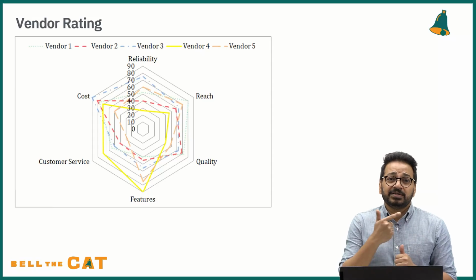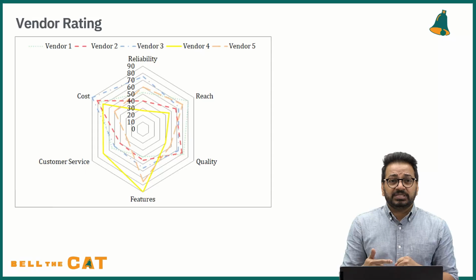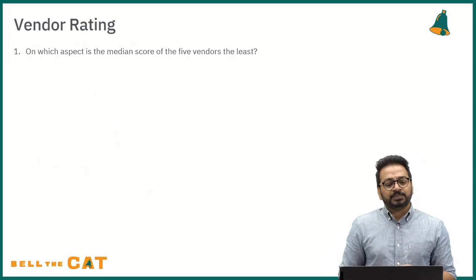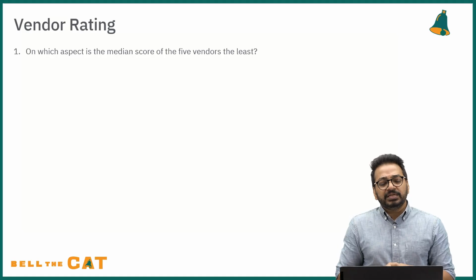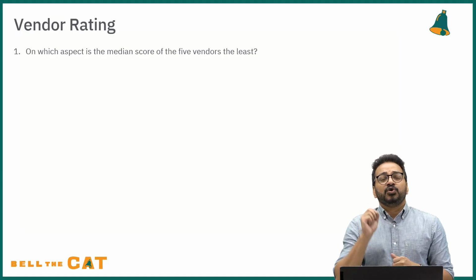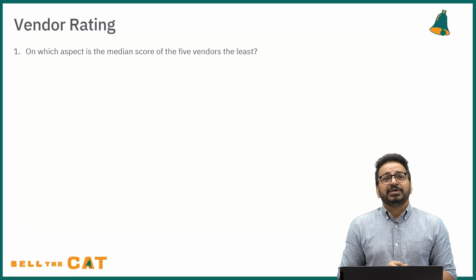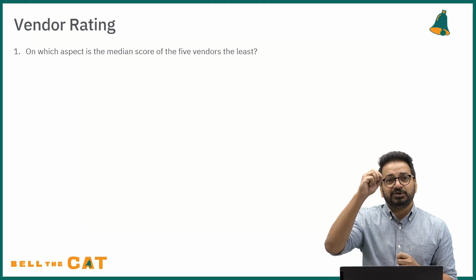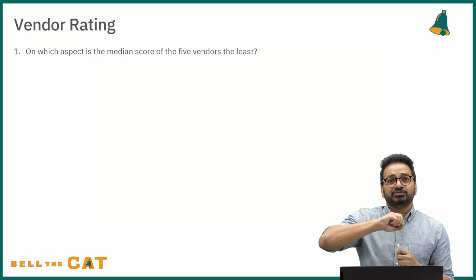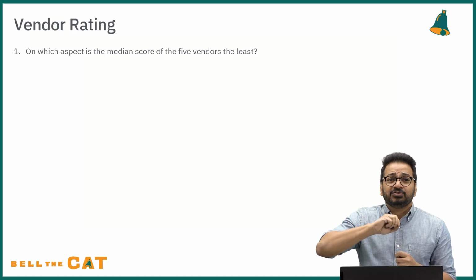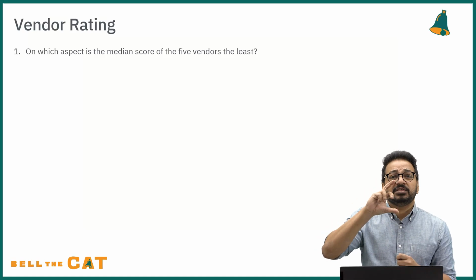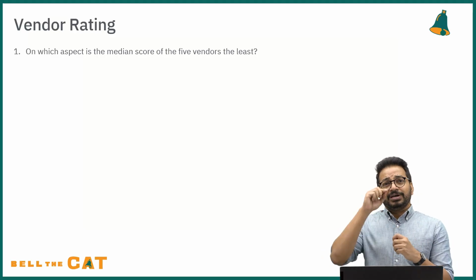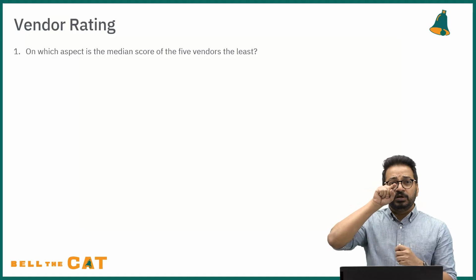But what did we discuss in the earlier commandments? Read the question and see whether you need to actually look at it. Now, if I look at the questions: on which aspect is the median score of the 5 vendors the least? What does the median score mean? Median score means if I arrange 5 values in increasing order, then the middle value is the median score. So 5 values, the middle value is what? The third value.